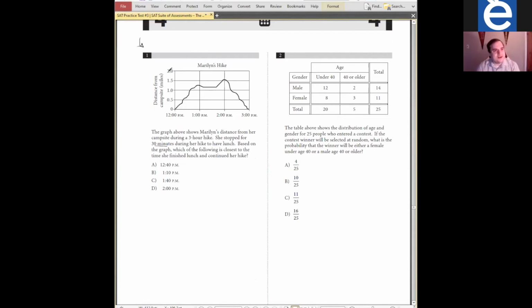All right, so this one is not going to be daunting or tricky. This is just asking, based on the graph, which of the following is closest to the time she finished lunch and continued her hike, right? Well, if this is distance from the campsite in miles, when does the distance stop? Stops here, right? So this is when she's not moving. She's not getting closer to the campsite or further away from the campsite. So this is when she stopped, and you can see that that's about 140. That's all that's going on there.